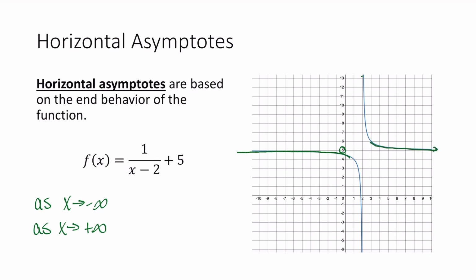Okay, so that's why we have a horizontal asymptote at y equals 5. So that means if I draw in the line, remember y equals 5 is the equation of a horizontal line. If I draw in that line at y equals 5, my graph is going to get really, really close to it, but it's not actually going to cross it. Okay, so that is called a horizontal asymptote.